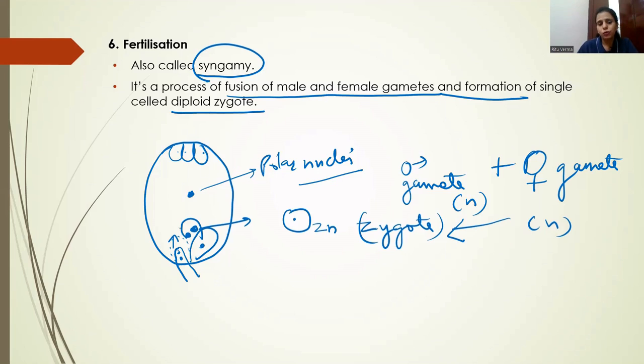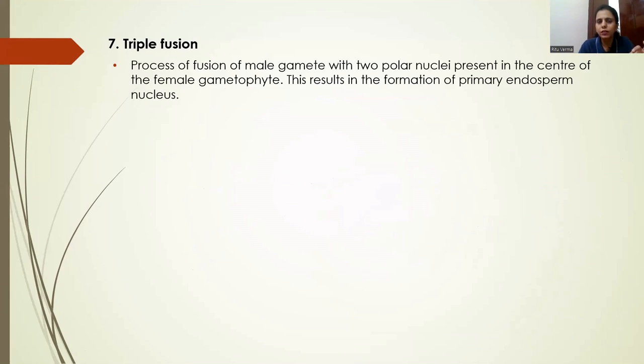Now, what happens to this second male gamete? We have learned that 2 male gametes enter inside the female gametophyte. One male gamete fuses with the egg cell, or the ovum, and produces the single-celled diploid zygote. Now what happens to the second male gamete? It undergoes a very important process which is called triple fusion.